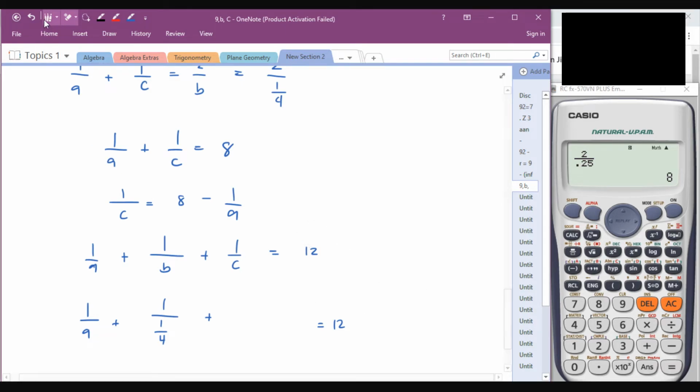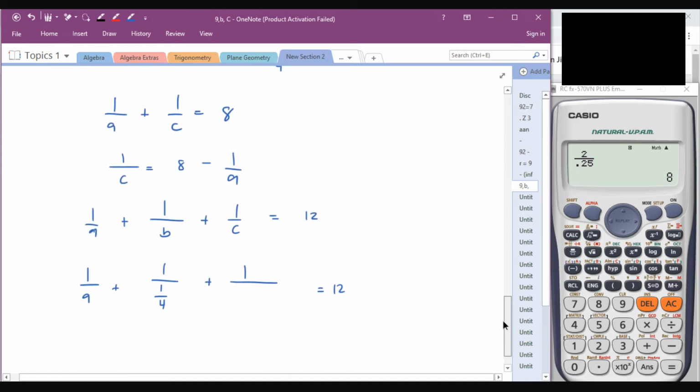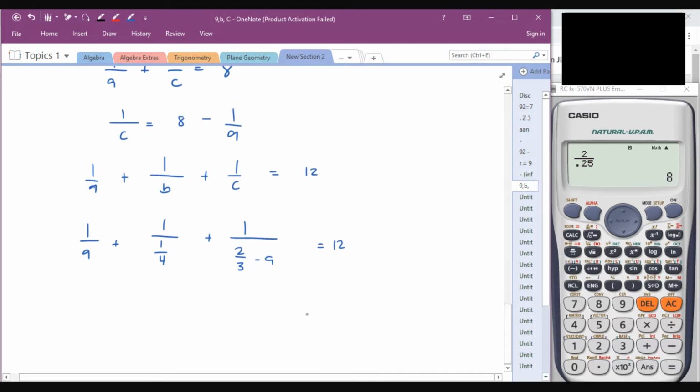So, dito. So, 1 over C. Bale, 2 over 3 minus A. Nakuha ko. So, this is 1 over A plus 1/4 plus 1 over, cross-multiply ko na lang to, 2 minus 3a, tapos iangat ko si 3 dito.